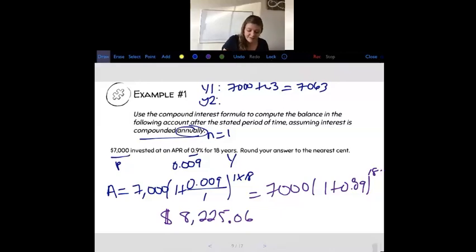Year 2 now, instead of using that 7,000, we have the amount 7,063. But instead of using $63 like we did with simple interest, we're going to count the interest on the new amount in the account. So 7,063 times 0.009 is 63.567. So a little bit of a better deal.